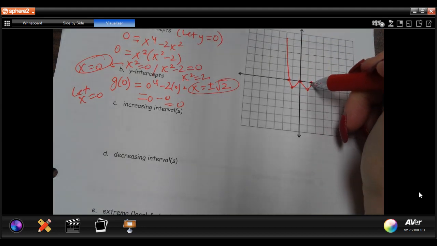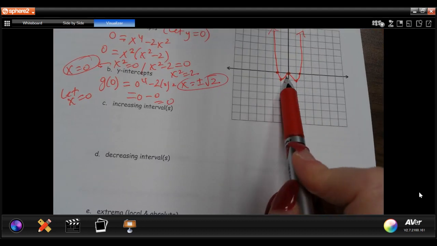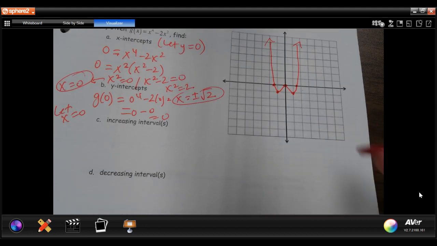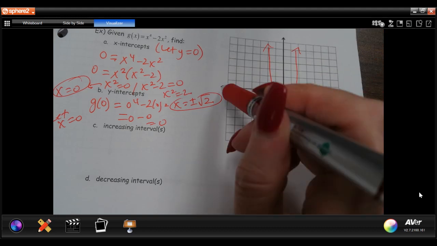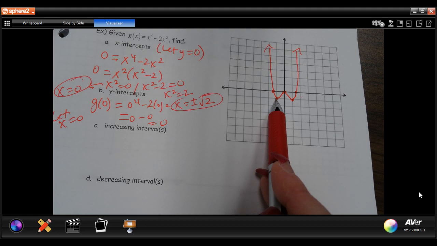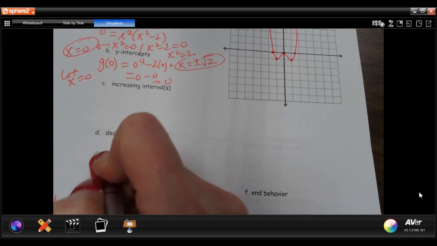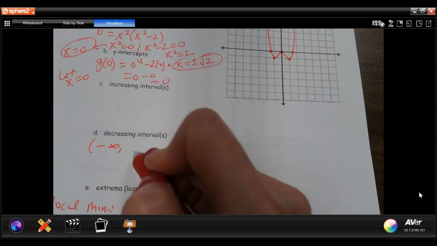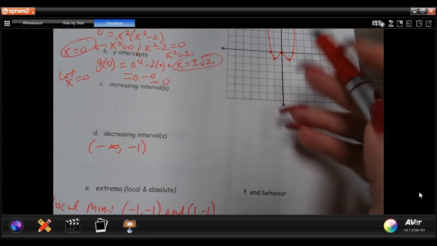So when I have you graph in this course, I basically want you to plot x-intercepts, y-intercept, any max or mins. Now, for increasing, decreasing, this is decreasing here. So it's decreasing from negative infinity over to this x value, which is at negative 1. Then it's increasing from negative 1 over to 0.